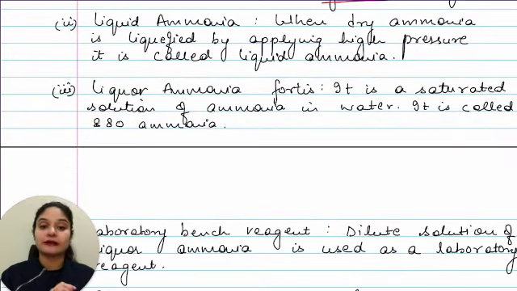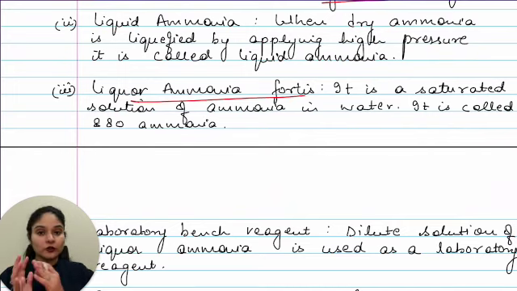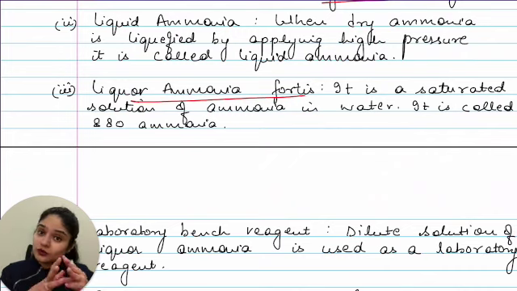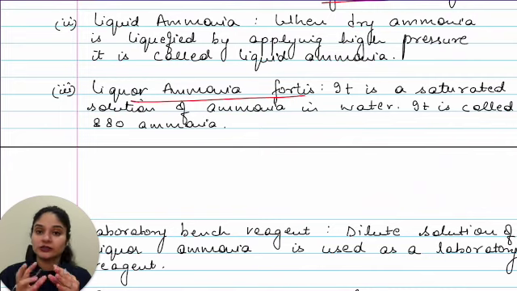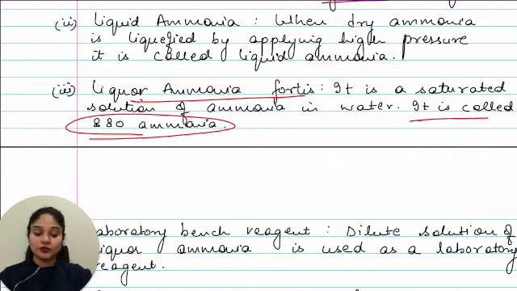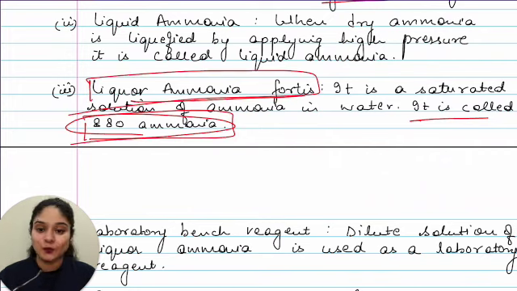Moving on to liquor ammonia fortis. So liquor ammonia fortis is not like the actual liquor that you can think of. Okay, it is a saturated solution of ammonia in water. So ammonia is highly soluble in water. When we keep combining it into water, a point comes where no more ammonia gas can be dissolved in water. Such a stage is known as liquor ammonia fortis, the saturated form of ammonia. It is called 880 ammonia. So you should know the other name. The first name is liquor ammonia fortis. The other name is 880 ammonia.